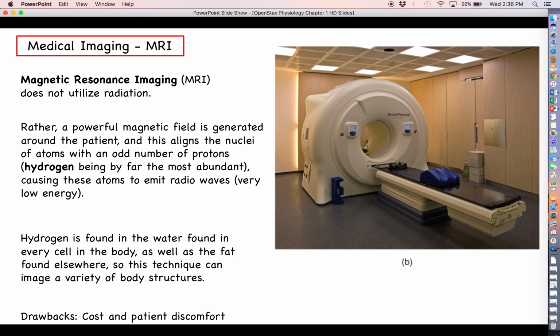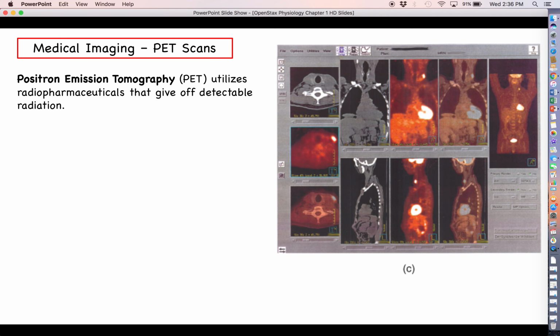Now, the drawback here is that the MRI is kind of a pain in the rear. It's a pain for the patient. A lot of patients experience great discomfort being enclosed in this narrow space for a long period of time. MRIs tend to be very costly, so that is definitely something to consider as well. But if you can get past those things, the MRI is a pretty powerful technique.